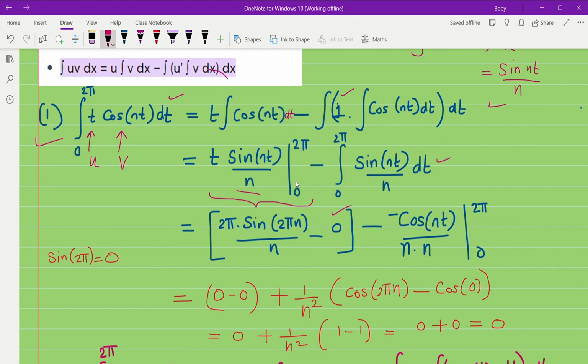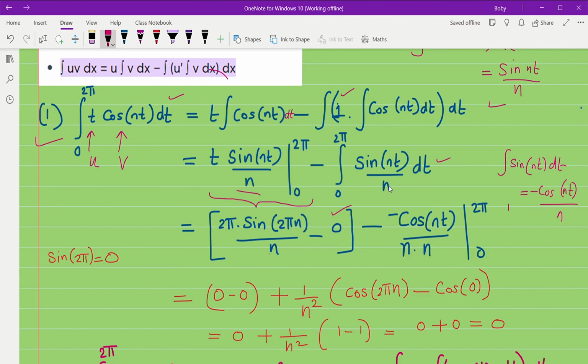Second function, then minus, again integral sin nt is there. So integral of sin nt dt is equal to minus cos nt divided by n. Okay, so minus cos nt divided by n.